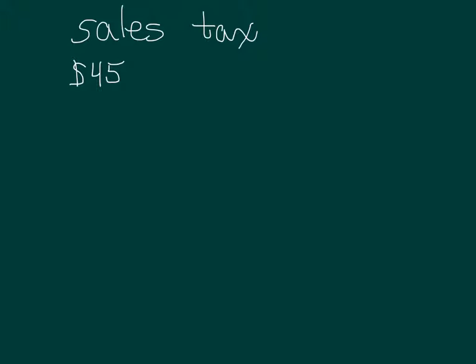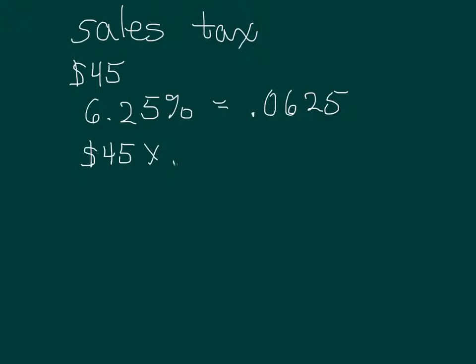So say that the sales tax rate was 6.25%. Out here in St. Charles County, it's actually a little bit more than that. The first thing that we would do is convert that percentage to a decimal. So that would become 0.0625. We move it to the left 2 places. Okay? And then we're going to multiply the cost of our sweater times 0.0625. You would use a calculator to do this, clearly, and it would come out to $2.8125.